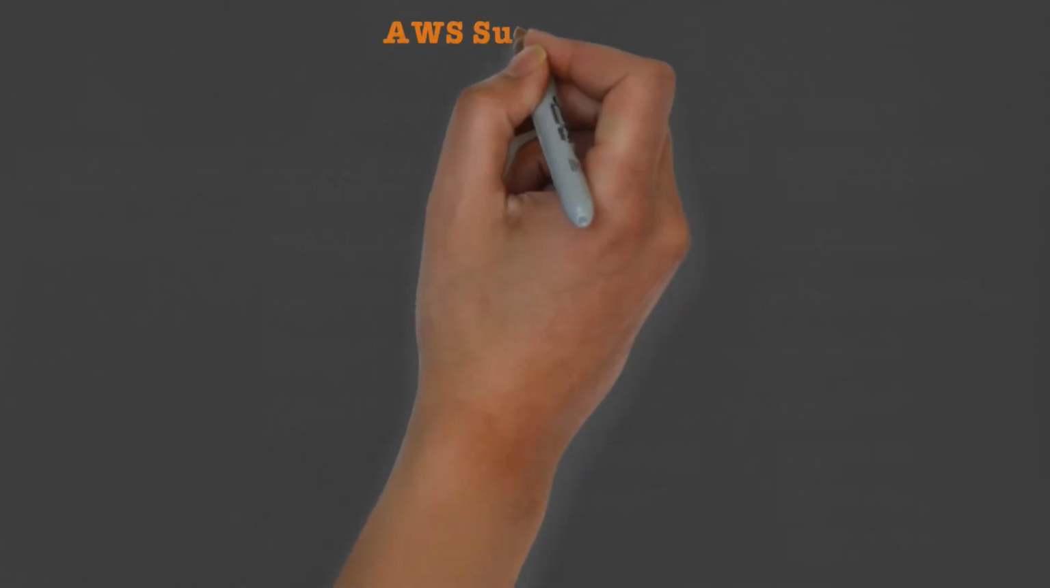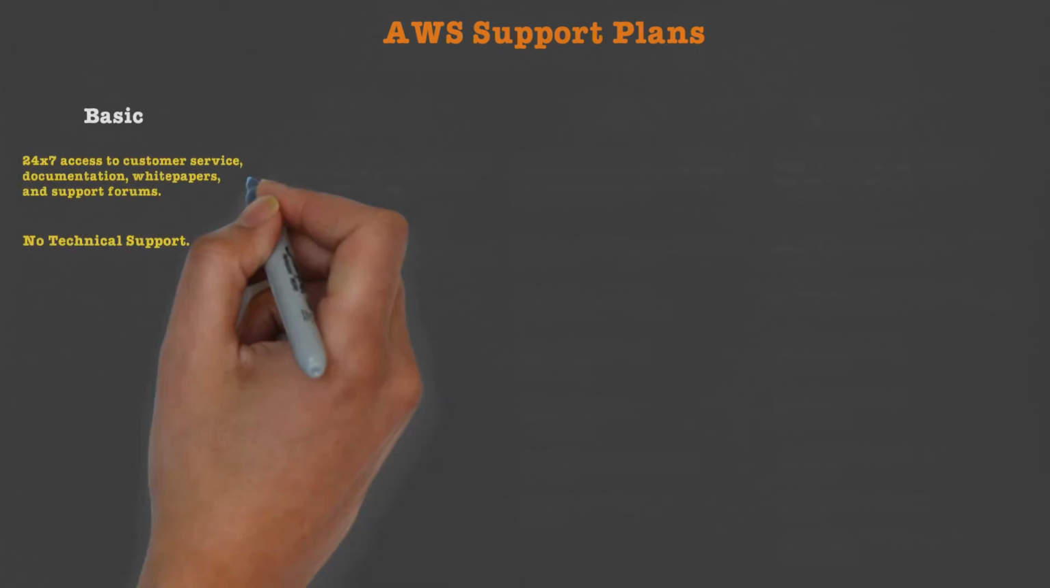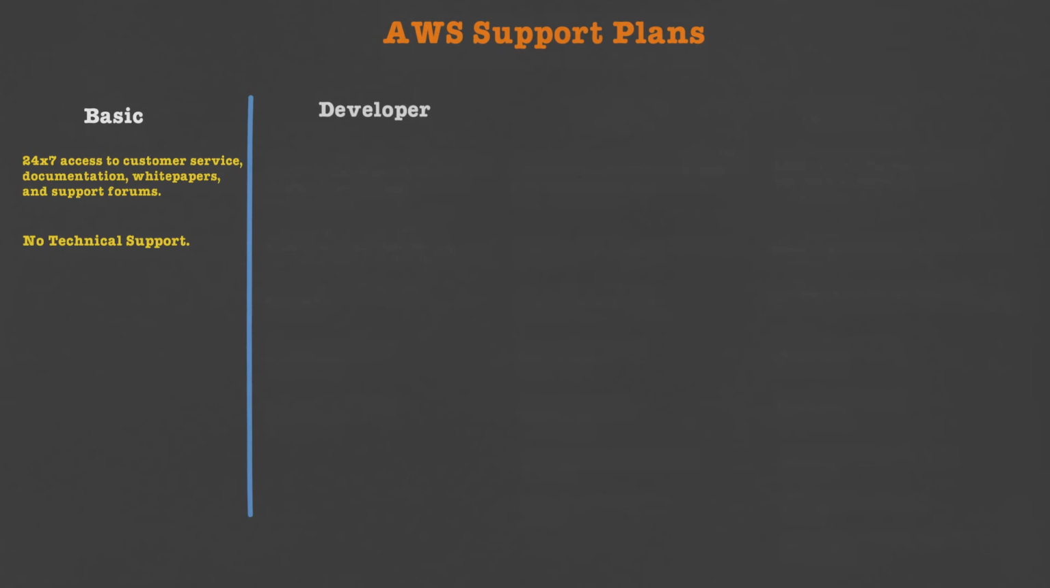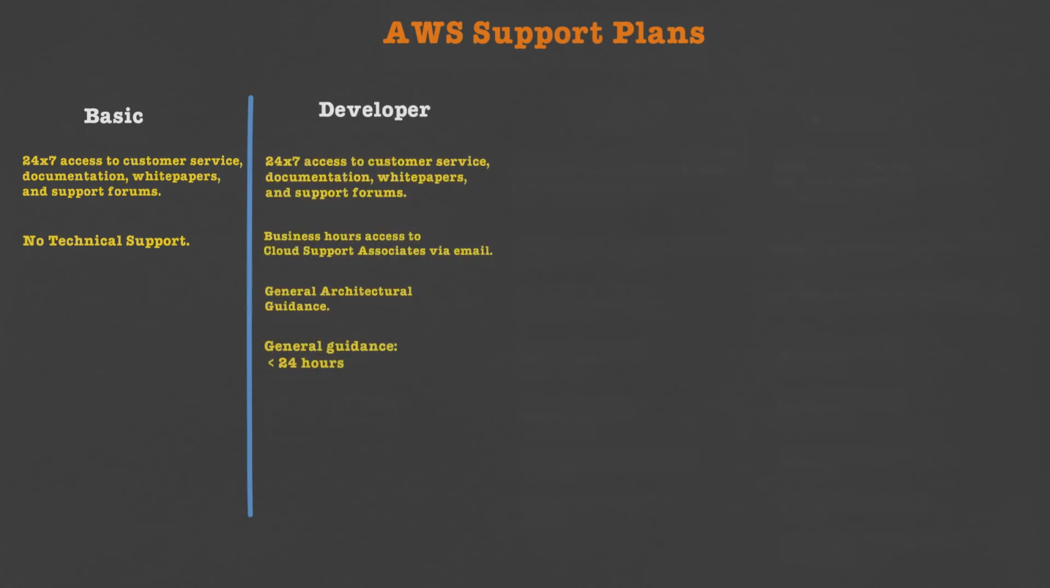Next, we discuss AWS support plans. First, we have the basic support plan. With basic support, you get 24/7 access to customer service, online documentation, and support forums. However, you get no technical support, 0.